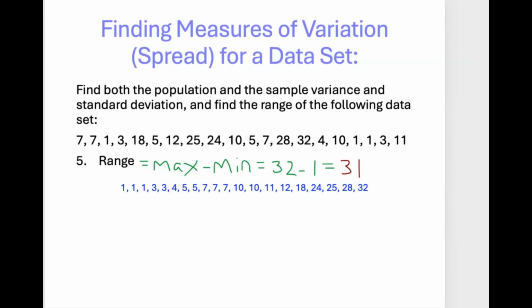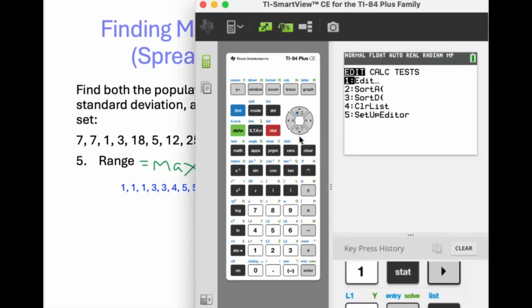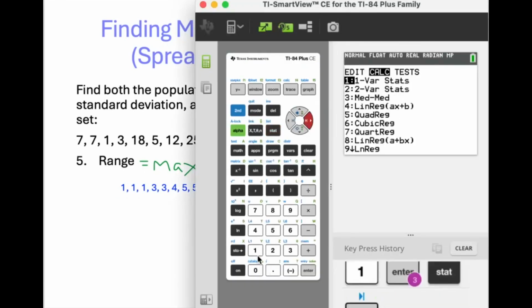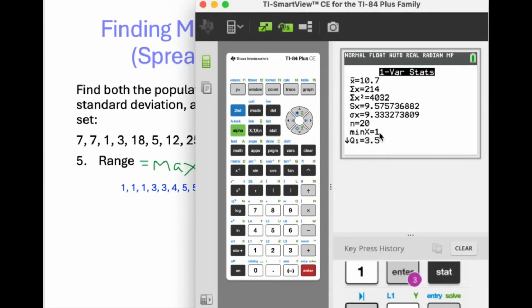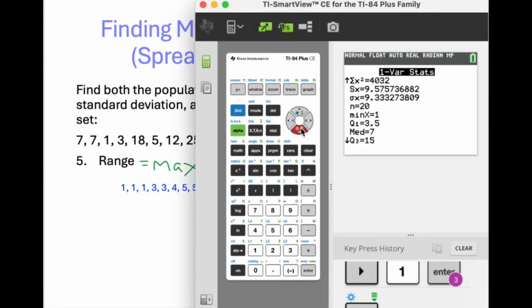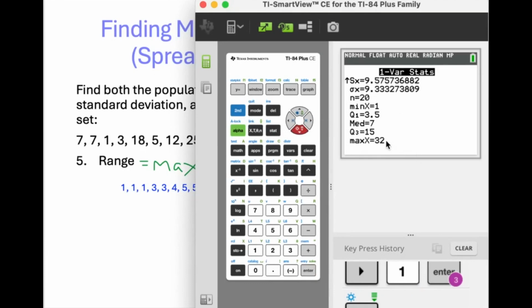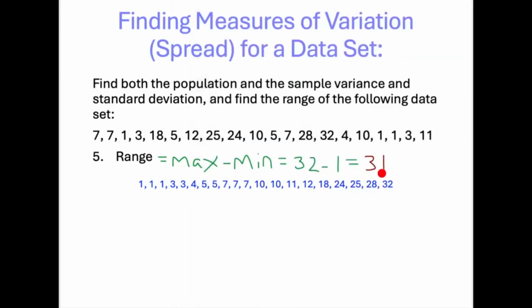Now, if you don't already have it in order, the calculator, when we get that 5-number summary that we just did, notice that it gives the minimum of 1, and it gives a maximum of 32. So we can definitely use the calculator to do that. Okay, but this is by hand, and then you see obviously it's a lot faster to use the calculator.